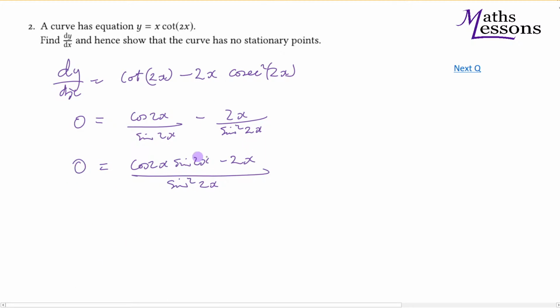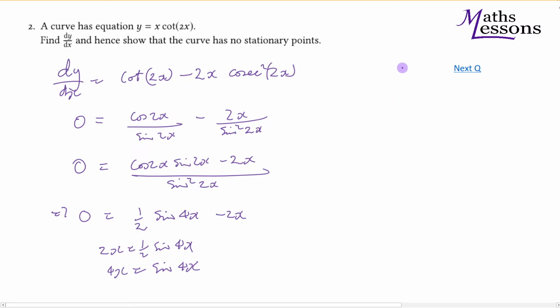Now, if this is to have stationary points, then the top of this fraction must equal 0. So that implies 0 is equal to cos 2x sine 2x, that's the same as a half sine 4x, minus 2x. So for this to equal 0, let's take the 2x to the other side, so we get 2x equals a half sine of 4x, times by 2, we get 4x must equal sine of 4x.